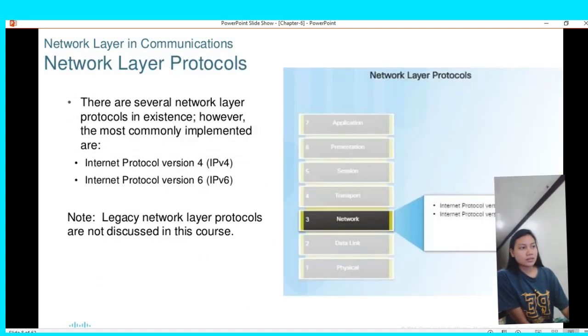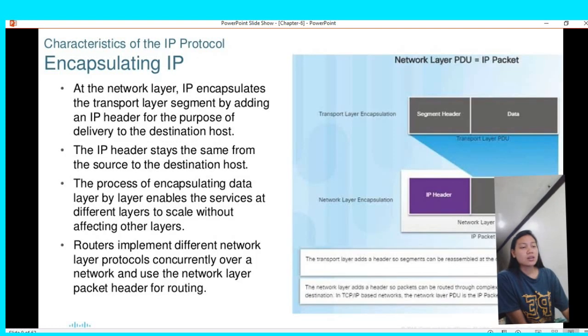We can see that there is the exchange of data. The network layer protocols forward transport layer PDUs between hosts. Network layer protocols. There are several network layer protocols in existence. However, the most commonly implemented are Internet Protocol version 4, or we can call that IPv4, and Internet Protocol version 6, which is IPv6. Note that the legacy network layer protocols are not discussed in this course.